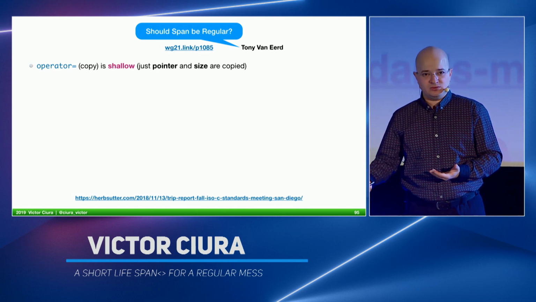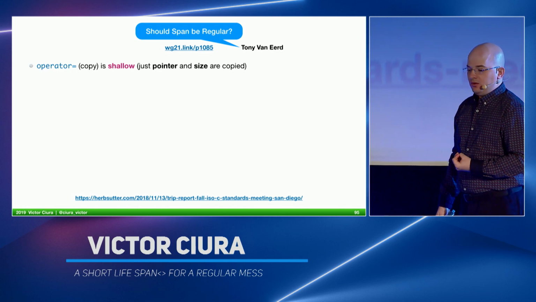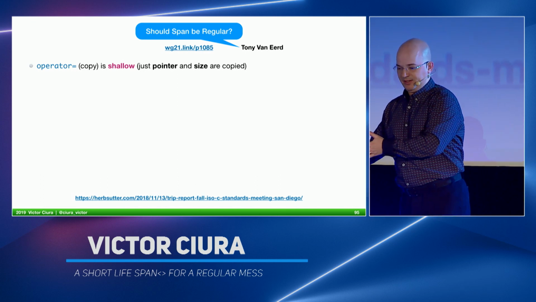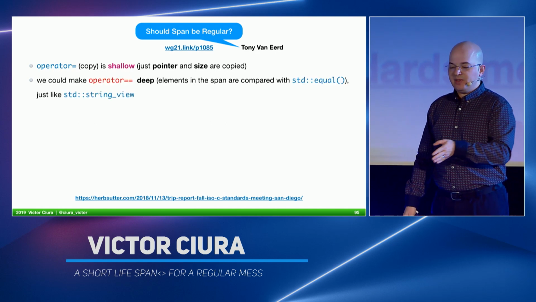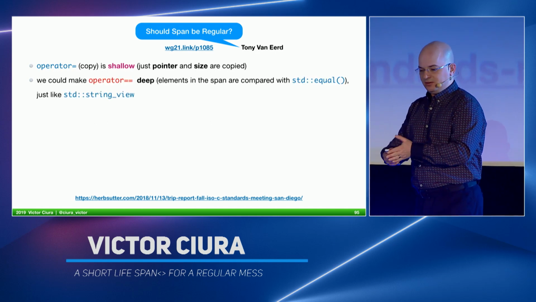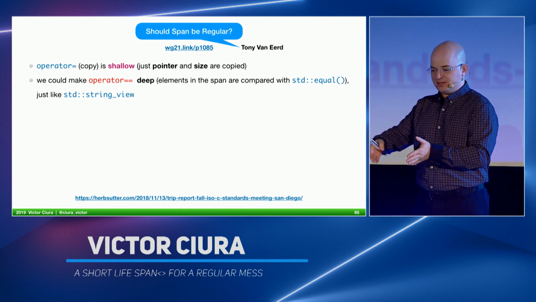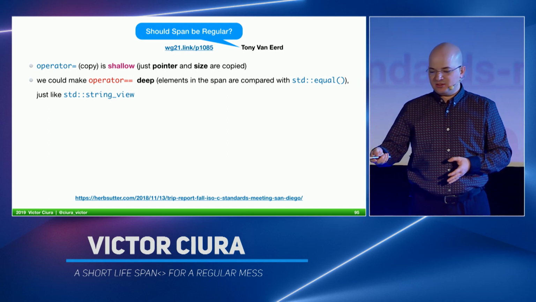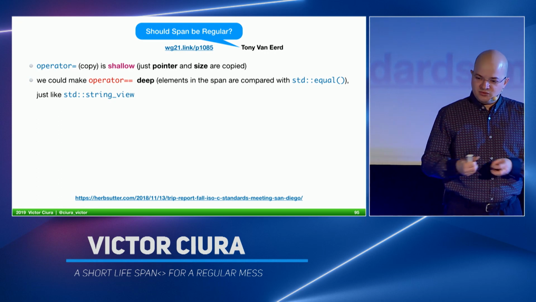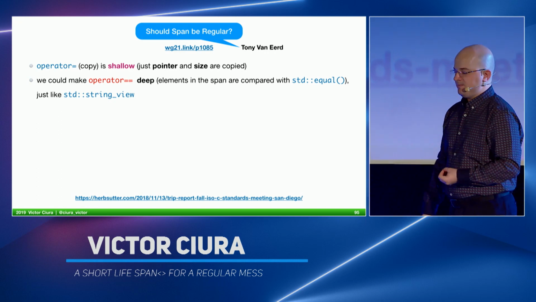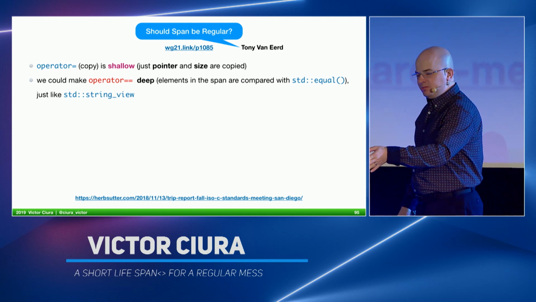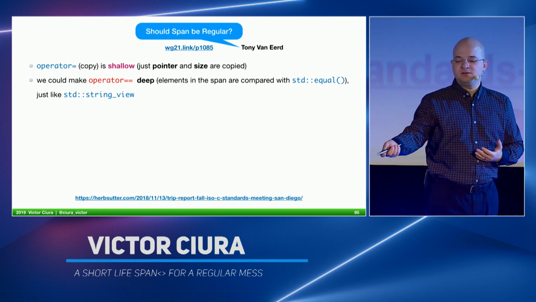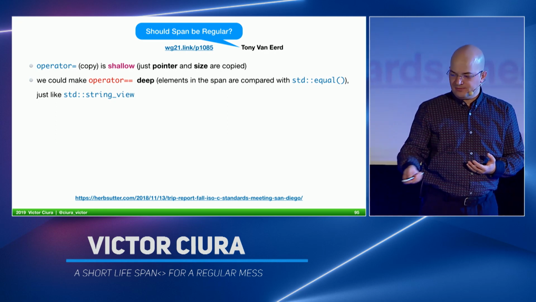Let's see how this applies to span. Copy operator is shallow, because it just copies the pointer and size within the span. We could make the equality comparator be deep, in terms that it compares the underlying buffer or the elements with standard equal, just like string view does. We mentioned that string view does lexicographic compare when we do equality on string views. And the initial implementation, the very first implementation in the first draft of the paper, was actually this, applying standard equal. It's not anymore. We shall see why.